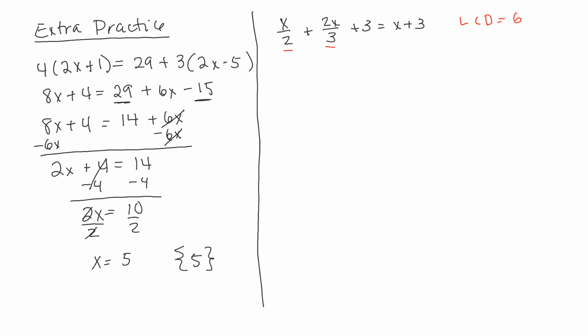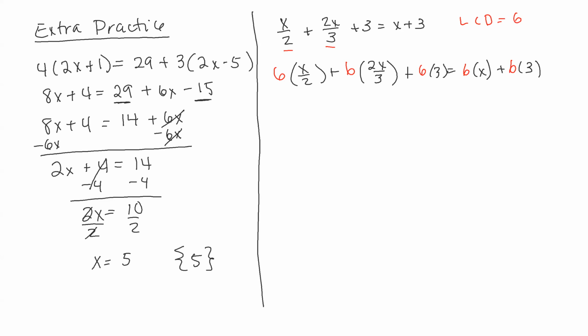So I have 6 times x over 2 plus 6 times 2x over 3, bless my heart, plus 6 times 3 equals 6 times x plus 6 times 3. Again, you can just multiply both sides by the LCD and then distribute. I just kind of do it all at once. It helps me understand what I'm doing and keeping track of all of my terms.